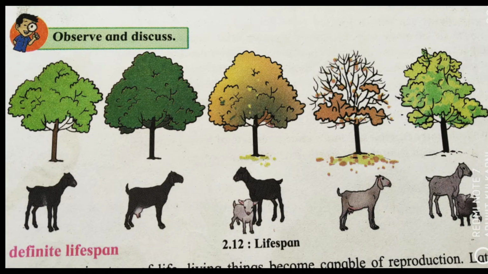Next topic is lifespan. In this picture, you can see a goat and a tree. In another image, the color of the tree has changed and the age of the goat has also increased. In the third image, the goat has produced a small baby goat. After a few years, the goat became old and the leaves of the tree are shed. In the last image, the goat has produced the same living thing like itself and the tree became green. These are the characteristics of living things.